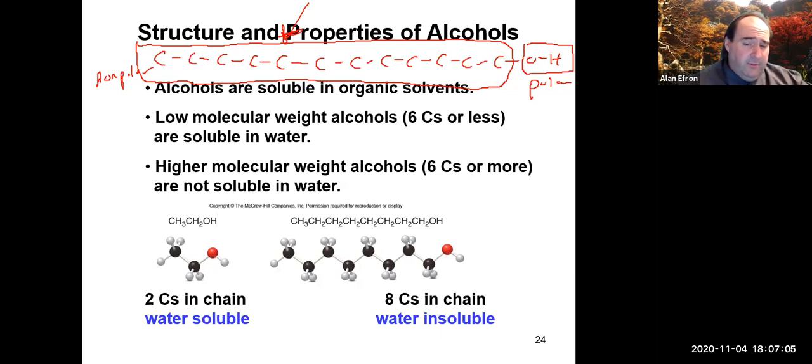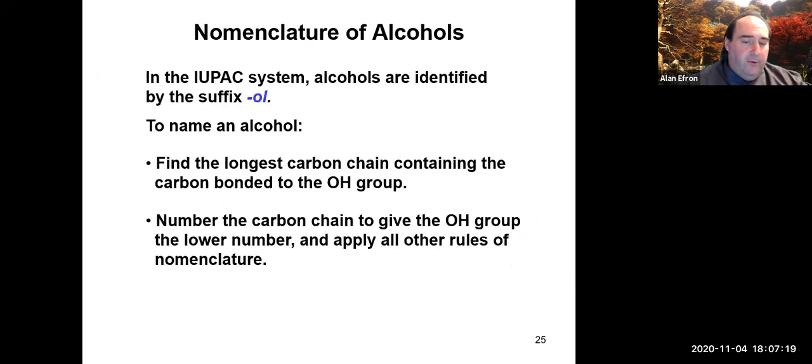Also, if you happen to have an alcohol with multiple OH groups, which can happen, the more OH groups that you have on a compound, the more soluble it would be in water, because everywhere you have that OH group gives water pretty much a place to interact. Any questions on that there? Okay.